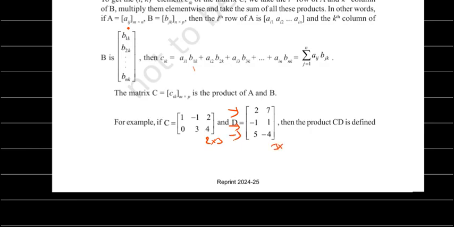And how many columns are there? 2 columns. When you are doing A into B or C into D, the number of columns must be equal to the number of rows of the other. Since they get cancelled, the remaining numbers give the result, a 2 into 2 matrix. We will see this question.